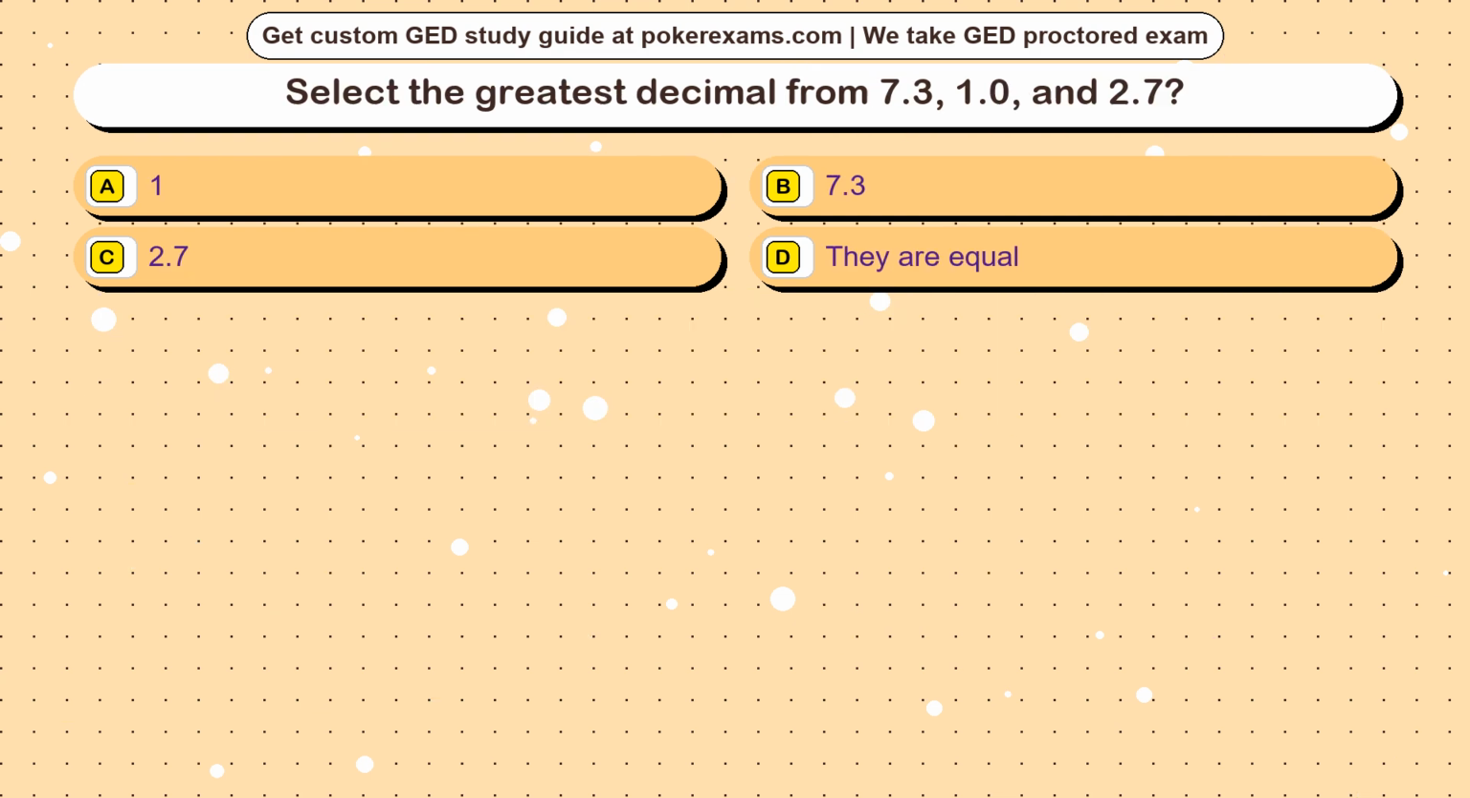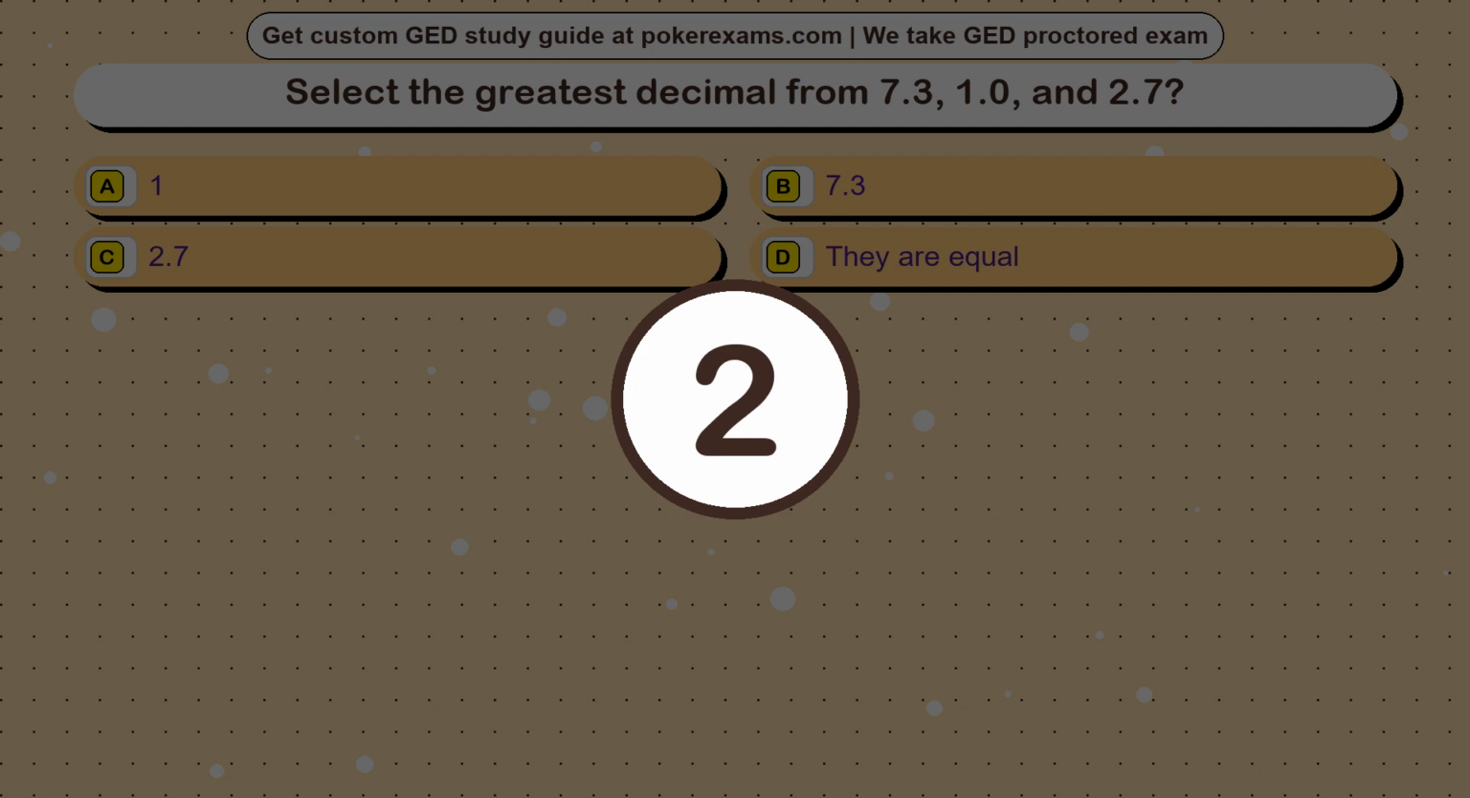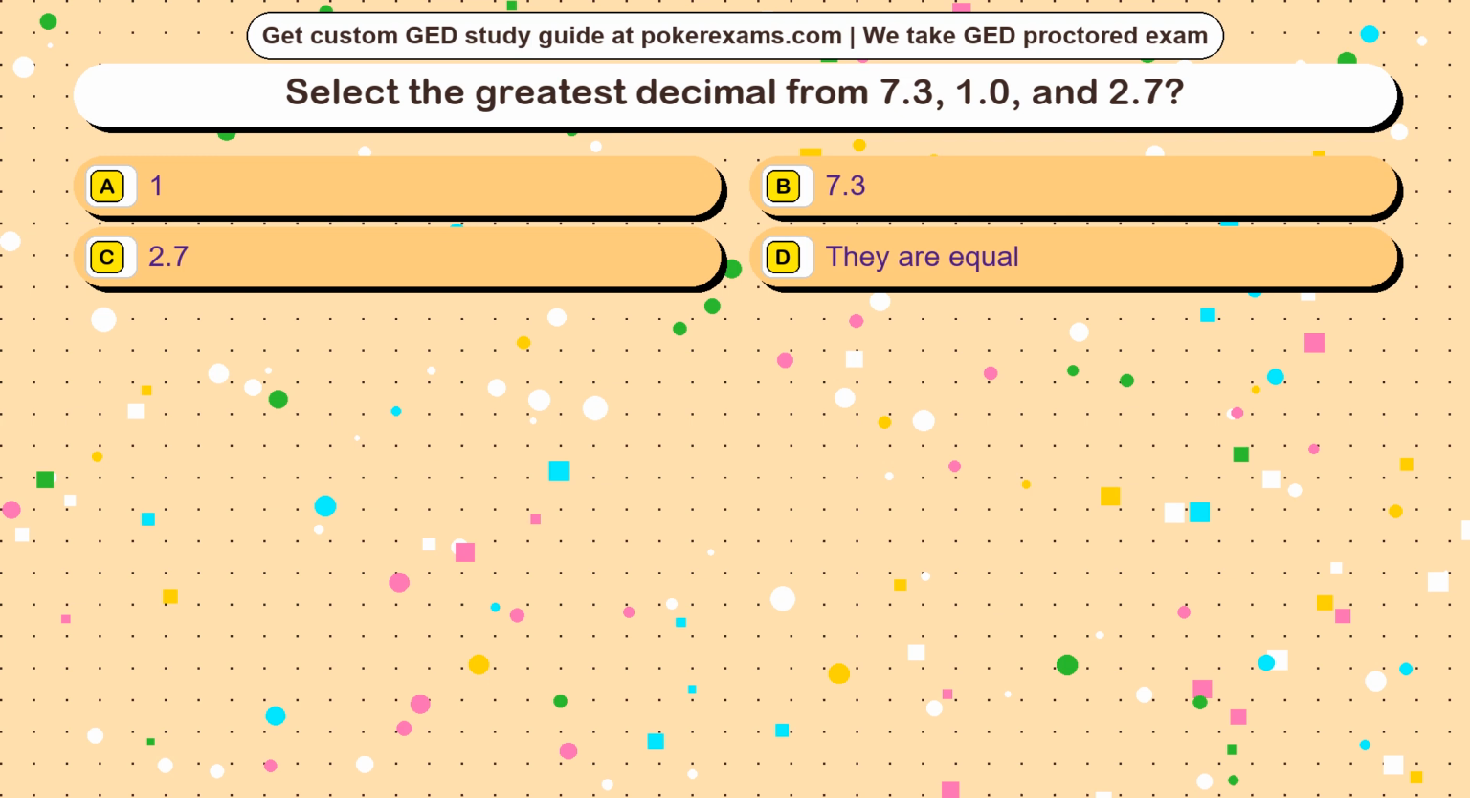Question 2. Select the greatest decimal from 7.3, 1.0, and 2.7. Option A, 1. Option B, 7.3. Option C, 2.7. Option D, they are equal. The correct answer is option B.